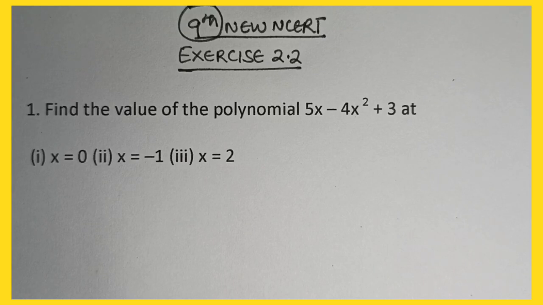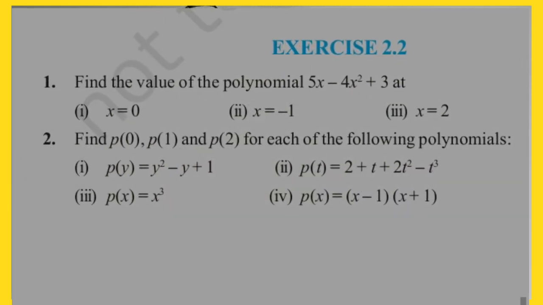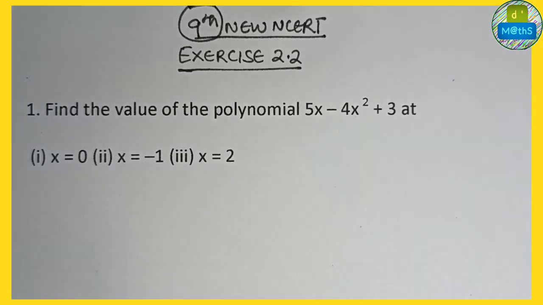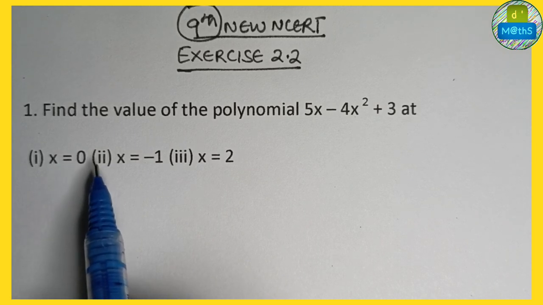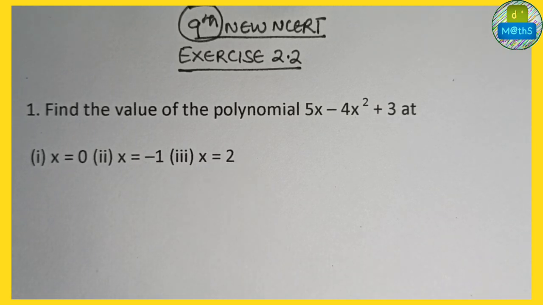So friends, today we are going to discuss question number one from exercise 2.2, and the question is in front of you. Here you have to find the value of the polynomial given below. The polynomial is 5x minus 4x square plus 3. You have to find out the value of this polynomial when we put x equals 0, x equals minus 1 and x equals 2 respectively. Okay friends, so let's begin.